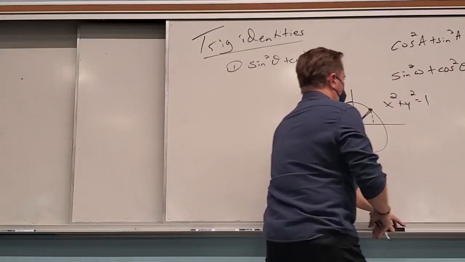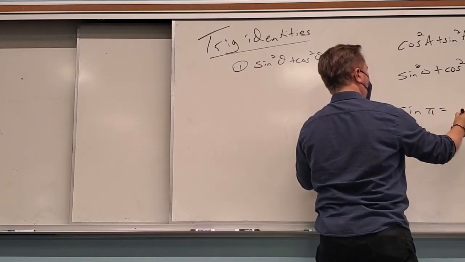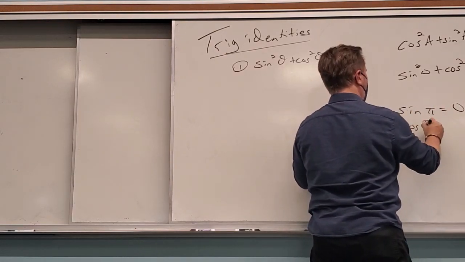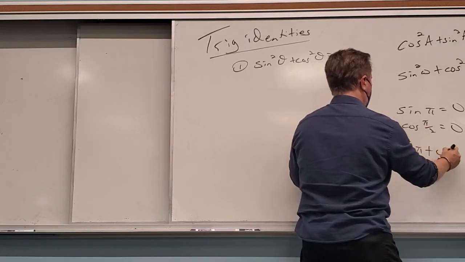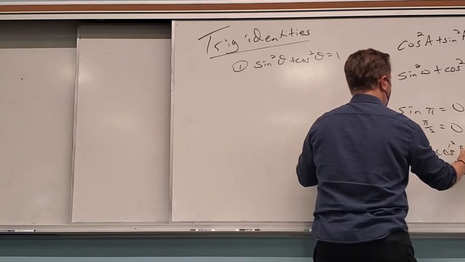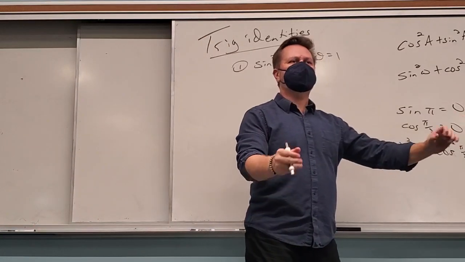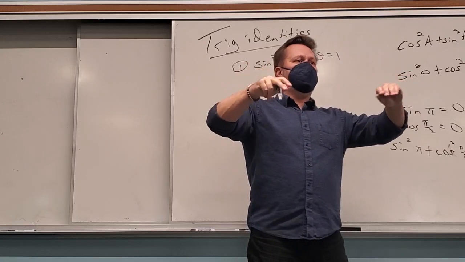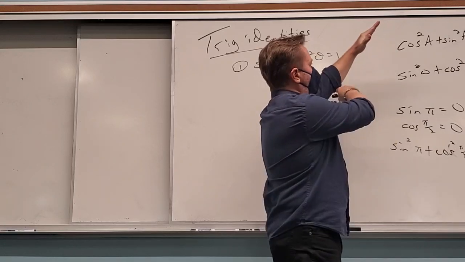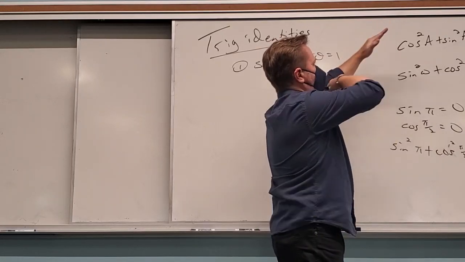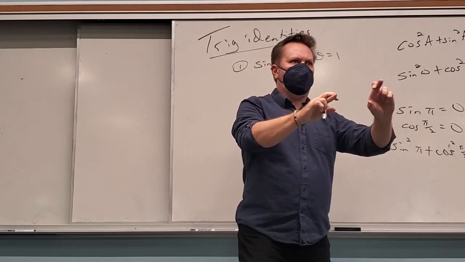In fact, real quick, what's sine of pi? 0. What's cosine of pi over 2? 0. So sine squared pi plus cosine squared pi over 2. Is that somehow magically 1 now? Of course not. It's 0 plus 0, correct? Do you guys see that? So if the angles aren't the same, it could be anything. But if I'm talking about the same place on the unit circle, cosine squared plus sine squared has to be 1. That's just the Pythagorean theorem. That's it.